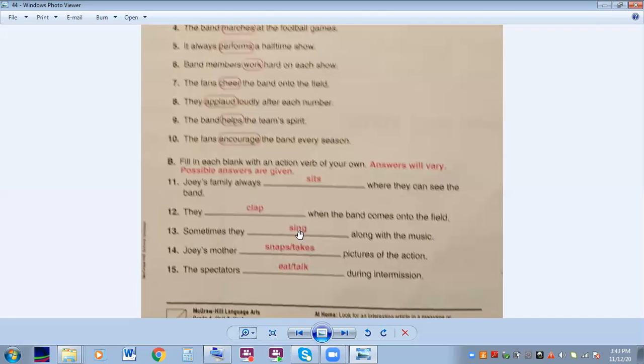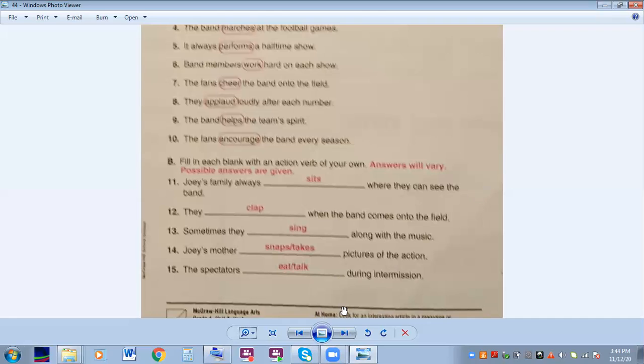Sometimes they blank along with the music. Sometimes they sing along. Sometimes they dance along. Sometimes they clap along. Joey's mother snaps, takes pictures of the action, captures pictures of the action, photographs pictures of the action. The spectators eat, talk during intermission. The spectators rest during intermission. The spectators stretch during intermission. Okay, these are some examples of words you could use.